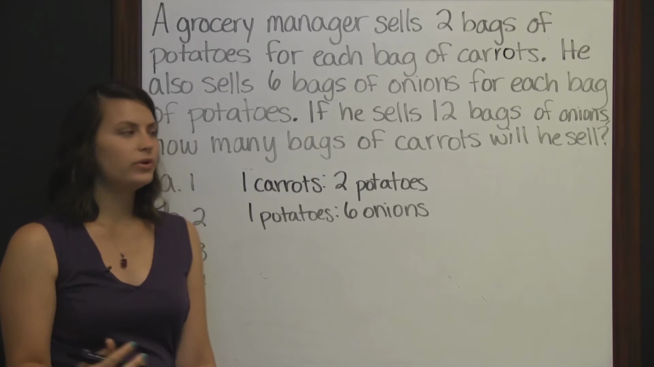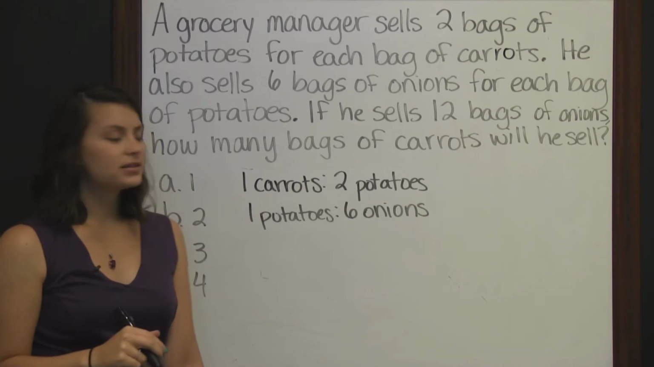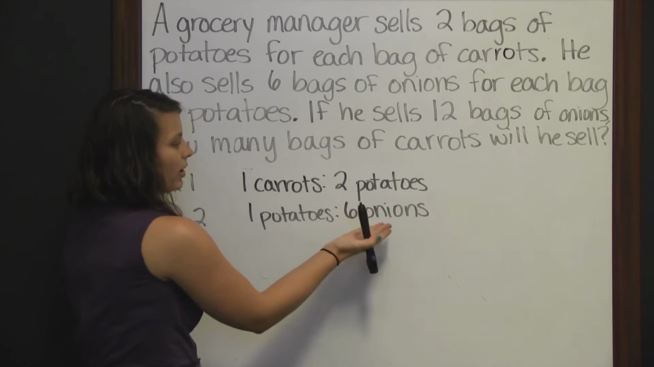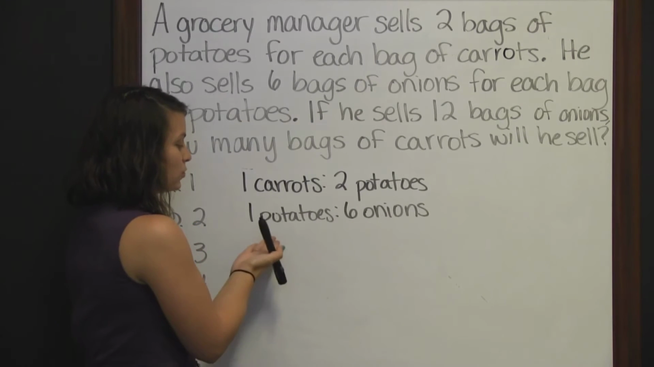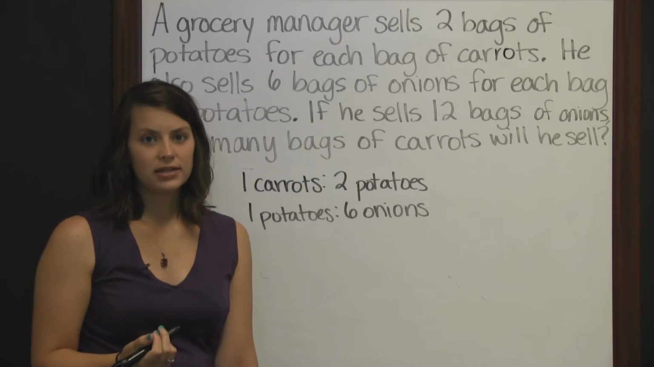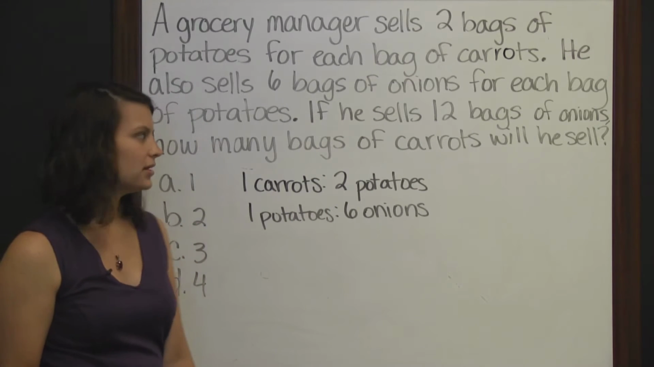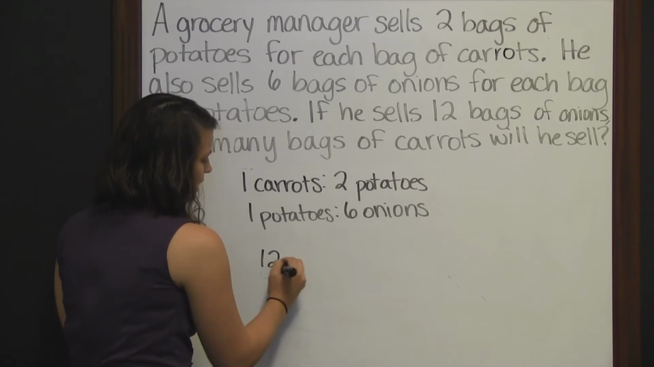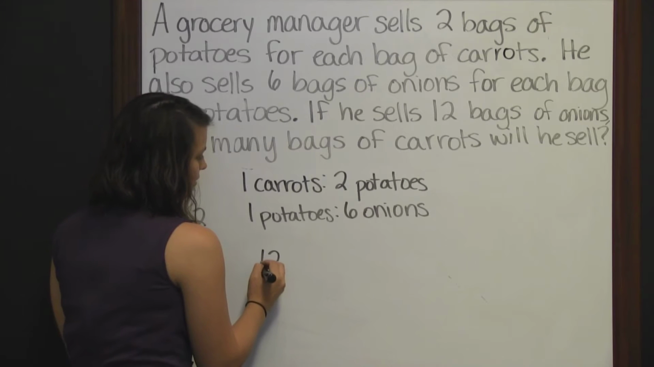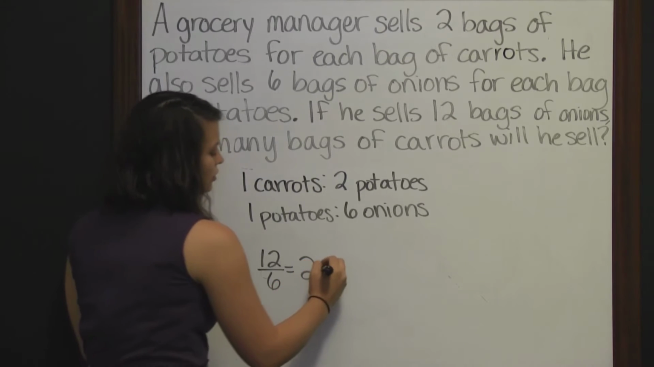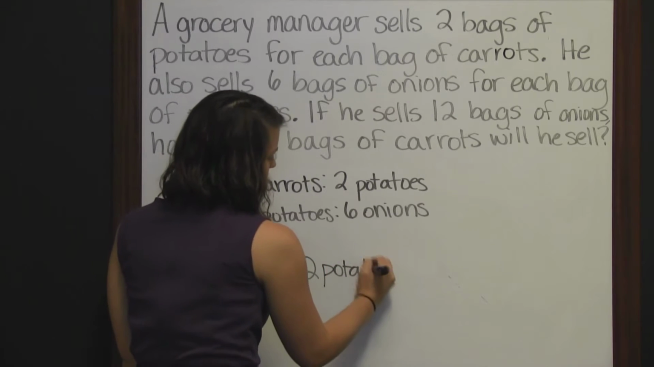So let's start with what we know. He sold 12 bags of onions. So where do we find that in our information? Well, 6 bags of onions is 1 bag of potatoes. So 12 bags of onions would be how many bags of potatoes? So we take 12 and divide that by 6, and we get 2. So that's 2 bags of potatoes.